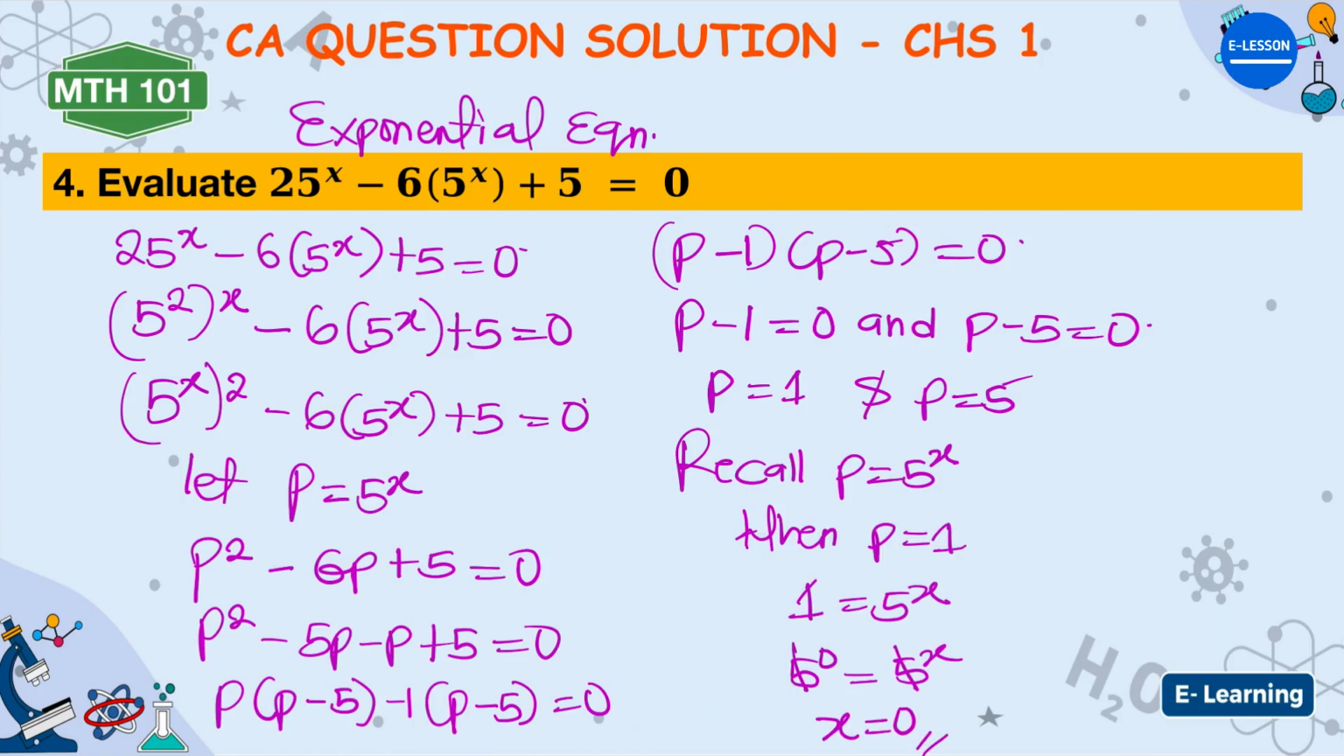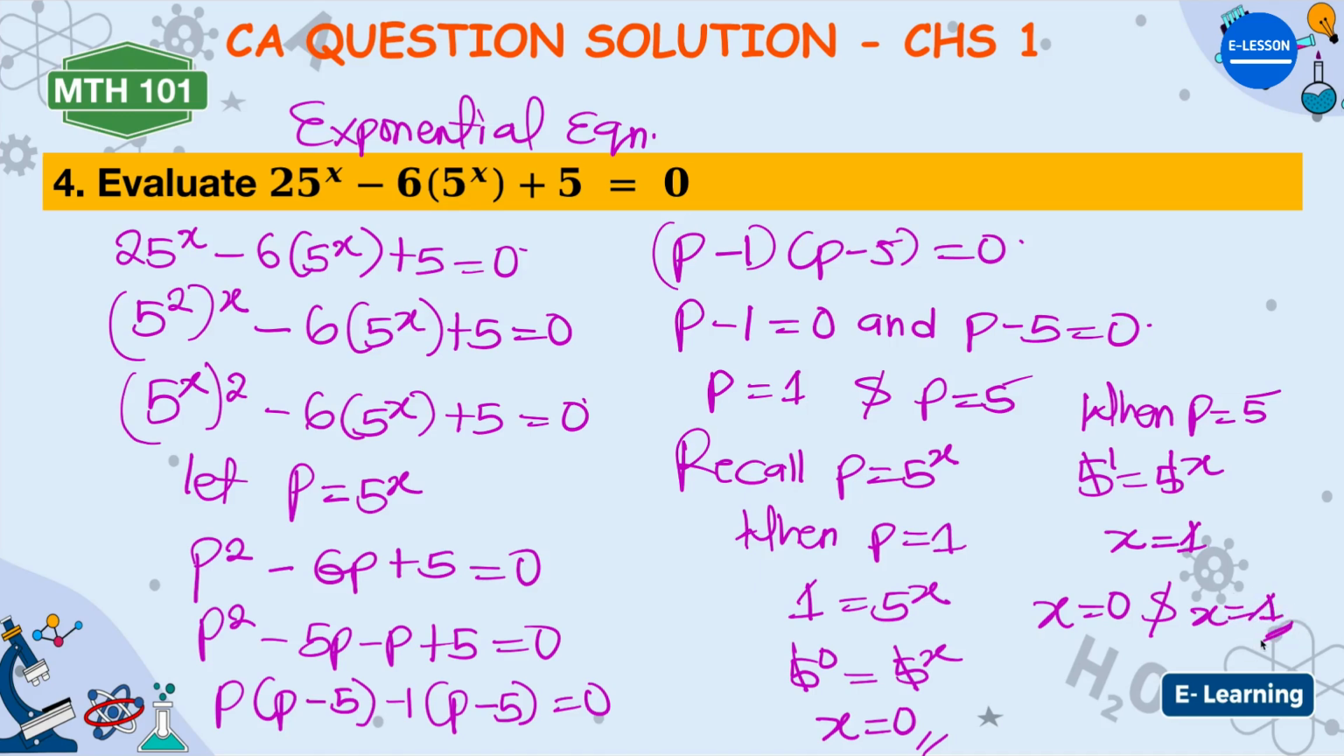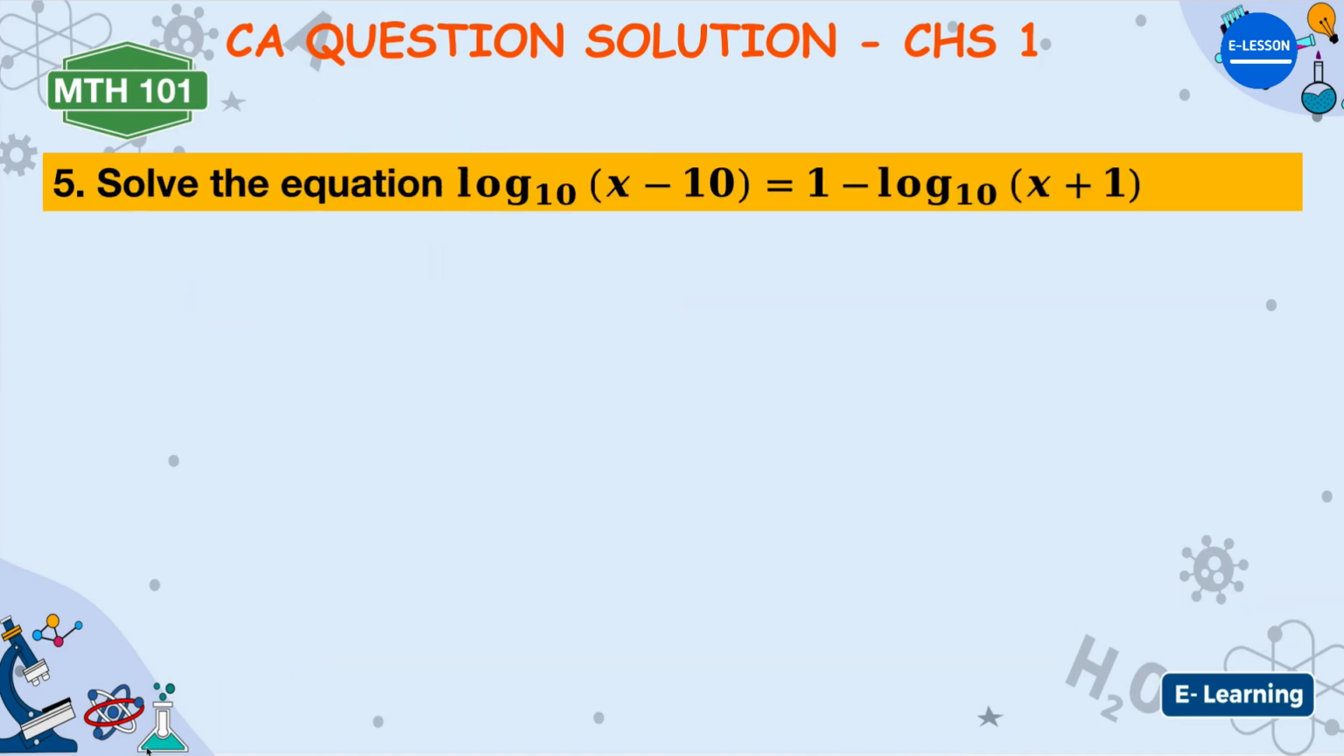Then for the second case, when p is equal to 5, remember that p is equal to 5 raised to the power of x. So 5 will be equal to 5 to the power of x. This 5 is raised to the power of 1. When this one cancels this, your x is equal to 1. So the correct answer to this question is x is equal to 0 and x is equal to 1. That is that for that question.